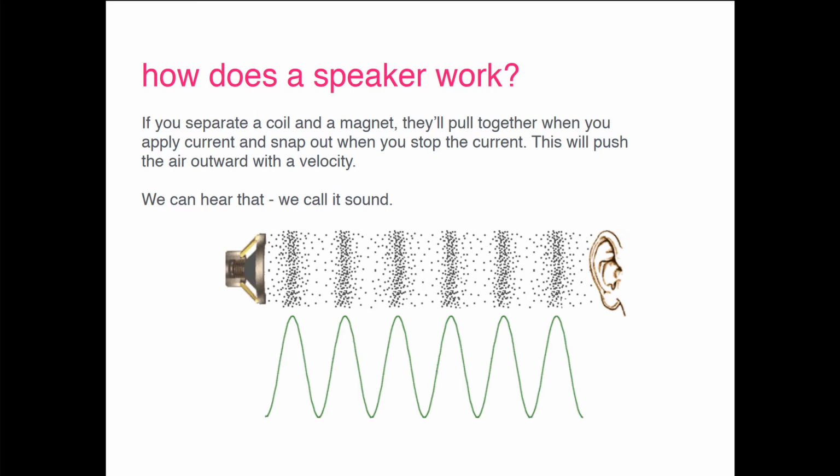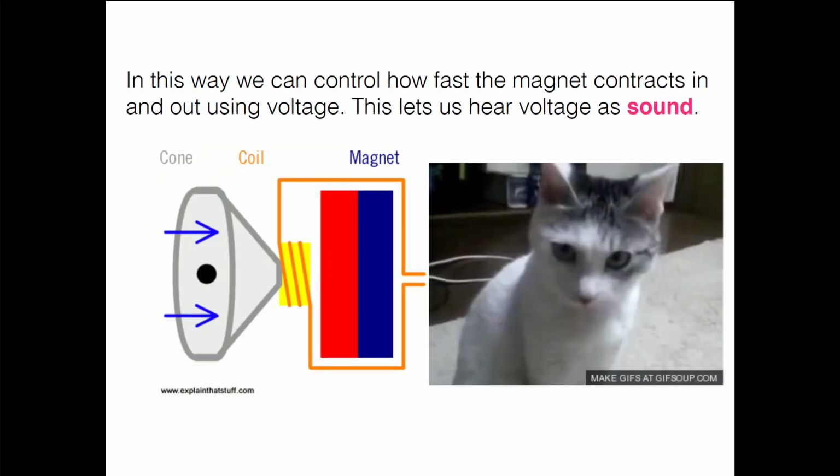And that snap is actually what creates sound because it generates an audio wave, and I think this diagram is a really good explanation of that. In this way, we can control how fast the magnet contracts using the voltage. And this lets us hear sound, which is a pretty interesting phenomenon. ExplainThatStuff.com is a wonderful website where you will find animated GIFs that demonstrate this concept.